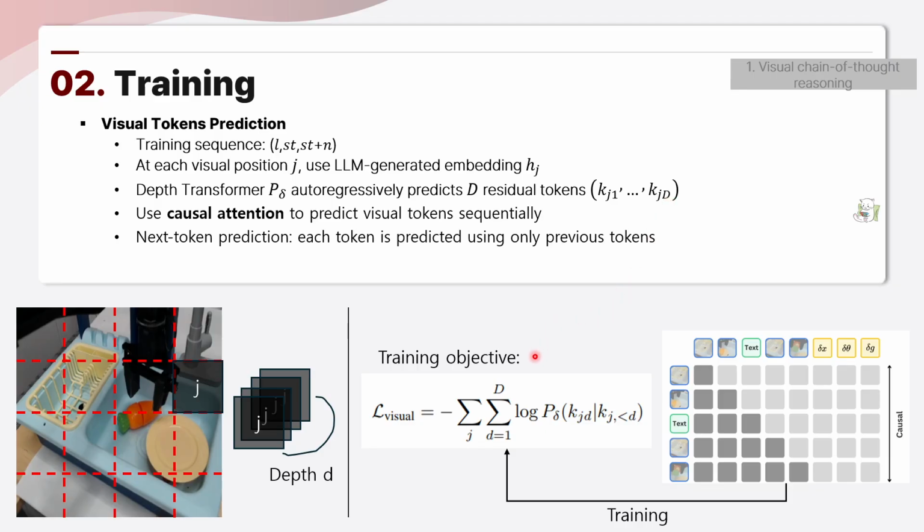The training objective for visual tokens is formulated as negative log likelihood shown in the equation here. To make this possible, causal attention is applied so that each visual token is predicted sequentially. This means the model follows the next token prediction approach. It only looks at the previous tokens when predicting the next one.